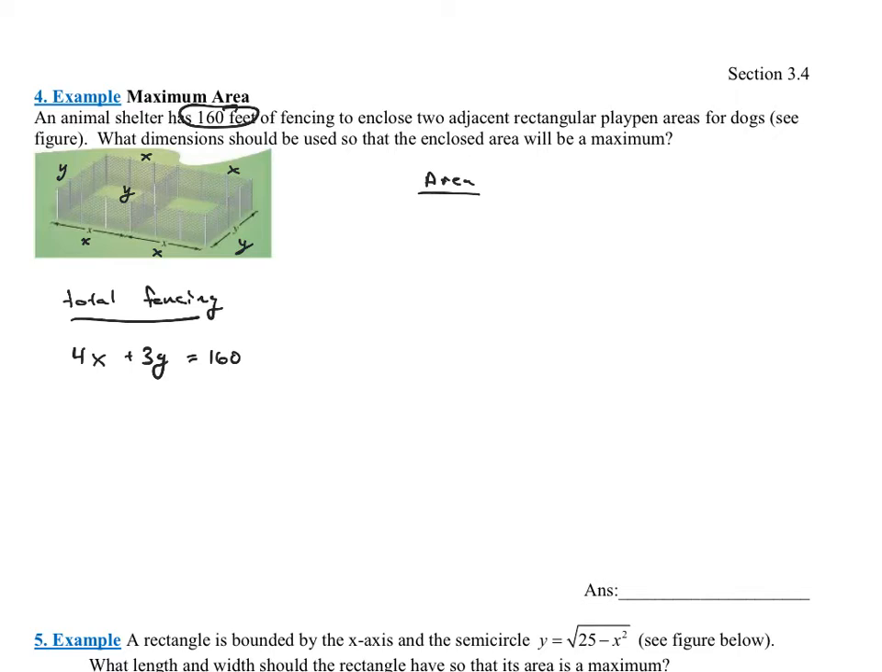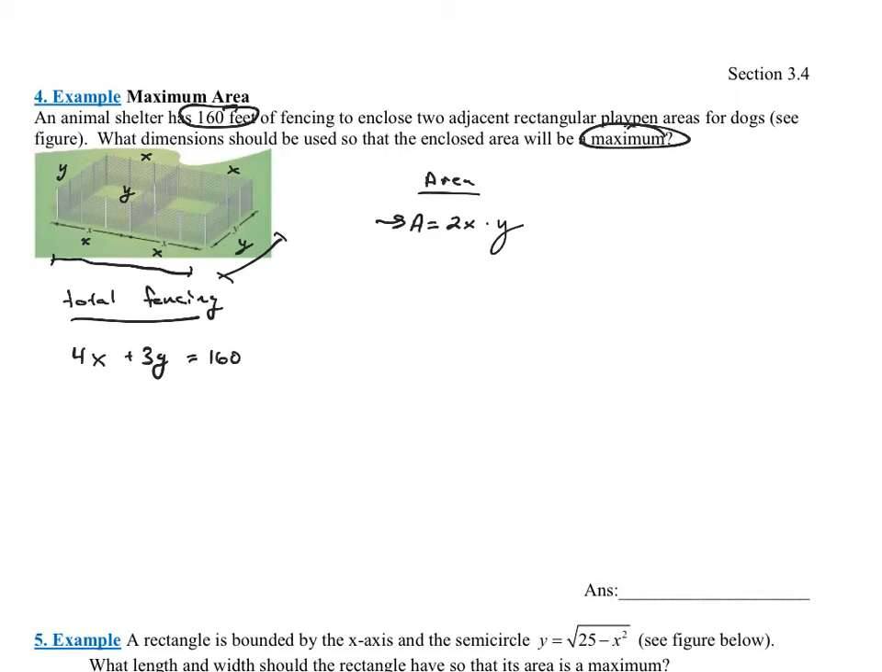So now let's look at the area of this. The area is the total width times the length. The total width would be X plus X, or 2X, times the width, which is Y. So the area is 2X times Y. We want to maximize the area, and we look at that area equation. It's in terms of 2 variables, so we can't maximize it as is. We need to use our other given information to figure it out.